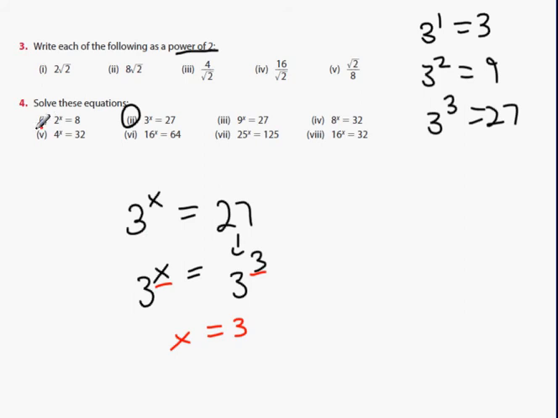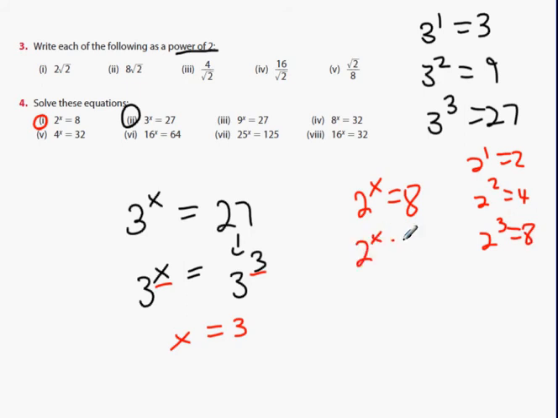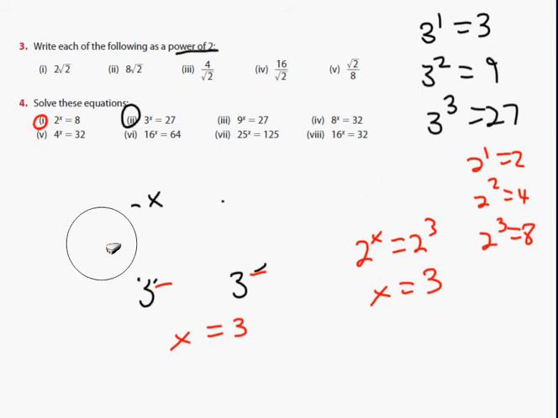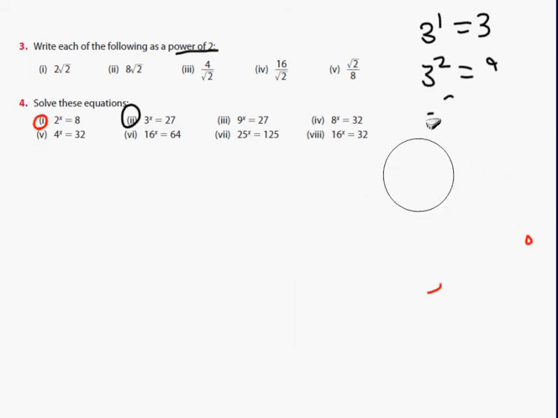Let's try another one similar to that. Part 1. 2 to the power of x equals 8. 2 to the power of 1 is 2. 2 to the power of 2? 2 to the power of 3? 8. 2 to the power of x equals 2 to the power of 3. Therefore, x must equal 3. Now, the next question, which I'll do in part 4. Part 4 is going to have a trick. Now I need you to understand where the trick is going to come in.